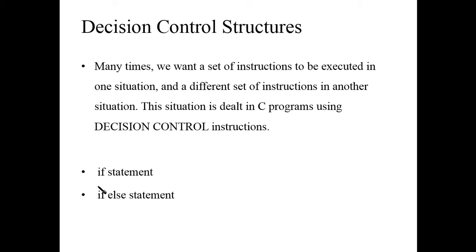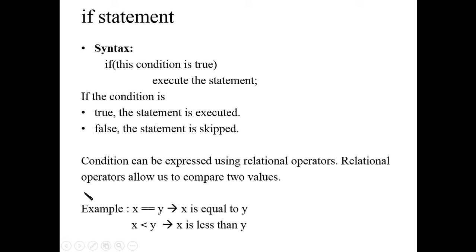There are two types of decision control instructions. They are the if statement and the if else statement. Let's begin with the if statement. The syntax of the if statement is: if the condition is true, execute the statement. If the condition is false, skip the statement. The conditions can be expressed using relational operators. The relational operators allow us to compare two values.